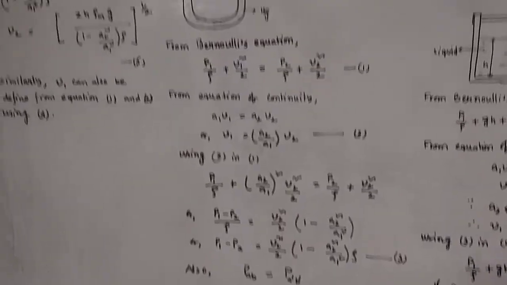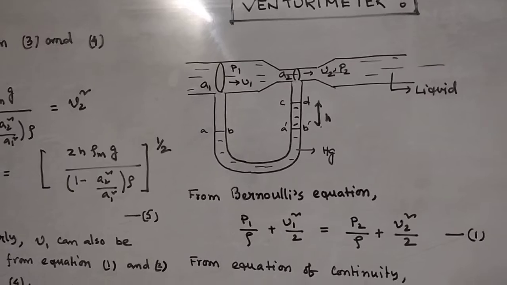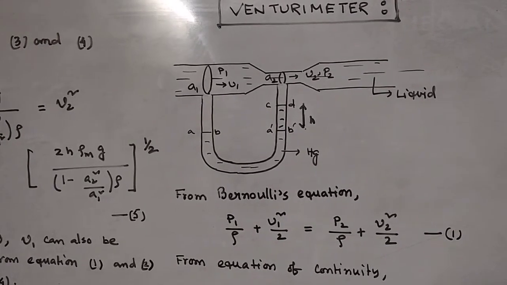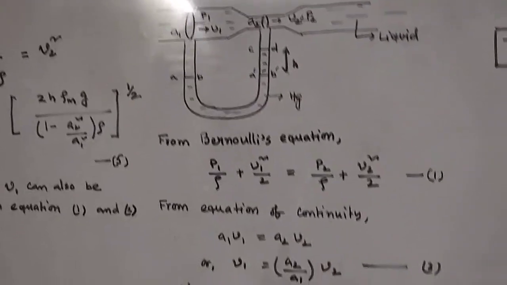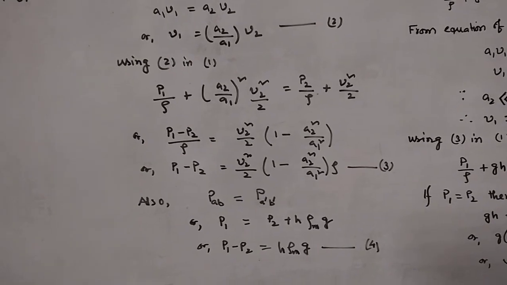Now you see, here we have already defined that pressure remains the same on the same level. So if you consider a U-shaped tube, AB and A dash B dash are at the same level. That's why the pressure at AB will be the same as the pressure at A dash B dash. That part we have used here: PAB equals PA dash B dash.